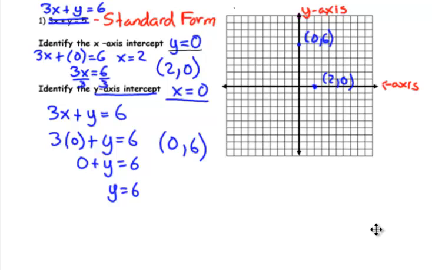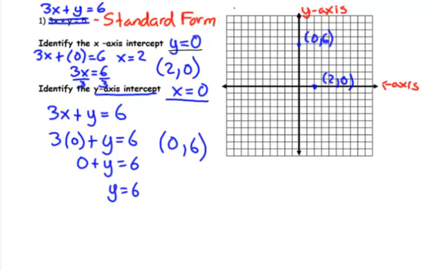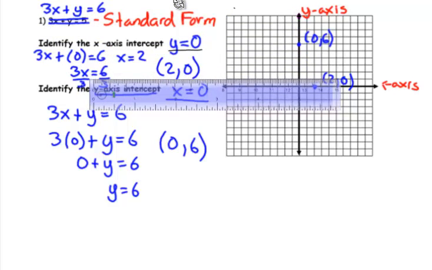Now, I only need 2 points to graph a line, so I've got the 2 points that I need. Now I'm going to use my straight edge, which you should have in front of you as you're doing this. Let me see if I can use one of our nice math tools here to get a straight edge. Sometimes this works, sometimes it doesn't.